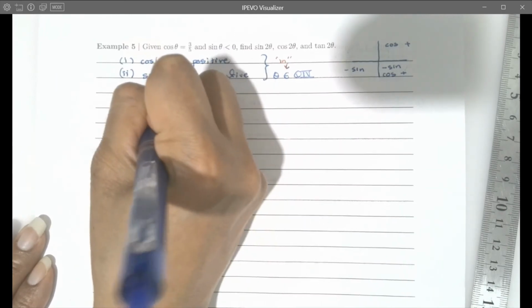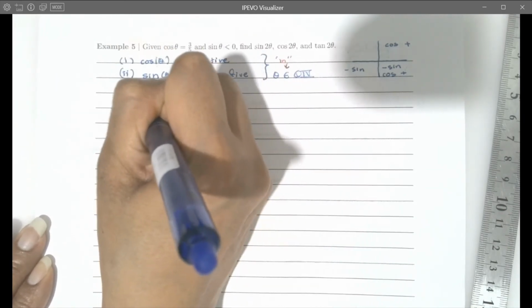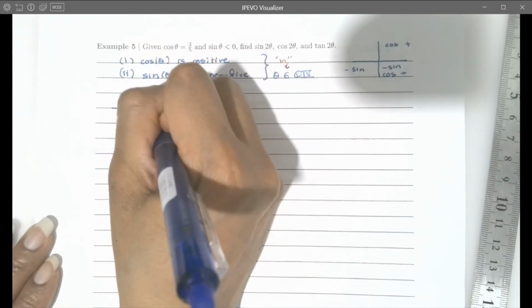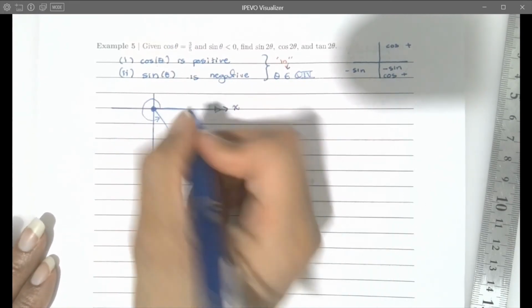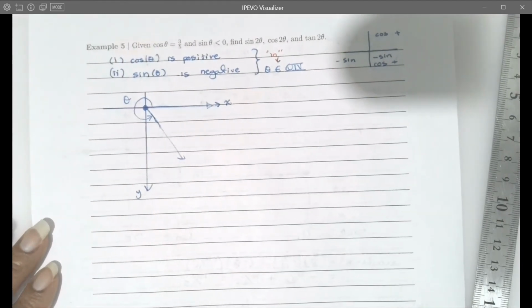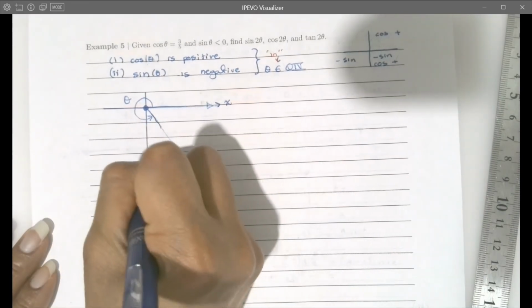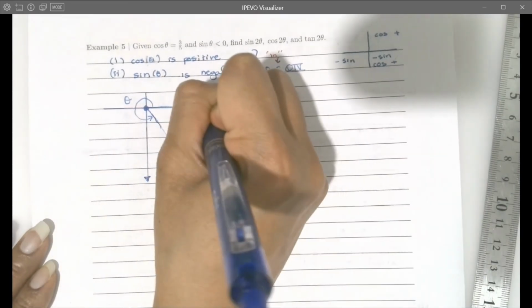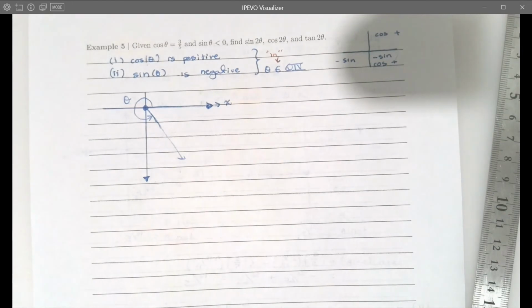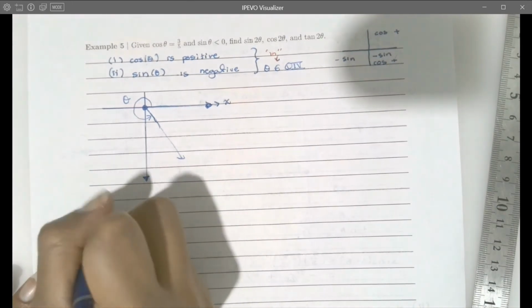Okay, so here it is, initial side on the positive x-axis, and then the angle rotates and terminates in quadrant number 4. That's theta. Alright, so what do we do from there? Well, now let's look at what is the goal. The goal is to find sine of 2 theta, cosine 2 theta, and tangent 2 theta.